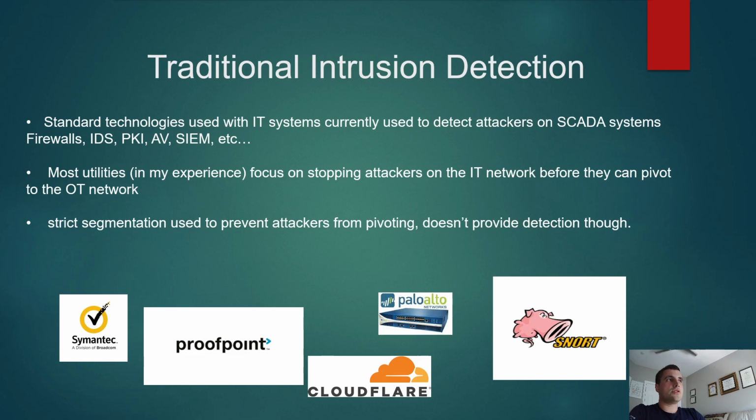So traditional intrusion detection, you've got your IDSs, your firewall, your antivirus, DDoS mitigation, that sort of thing. Those are all things that are used commonly in IT, but most utilities, in my experience, stop there pretty much. When it comes to a lot of these security products, their focus is on stopping attackers at the IT network before they can pivot onto the OT network, or just making it impossible to pivot onto the network by being disciplined about strict segmentation between the two networks so they can't get through.